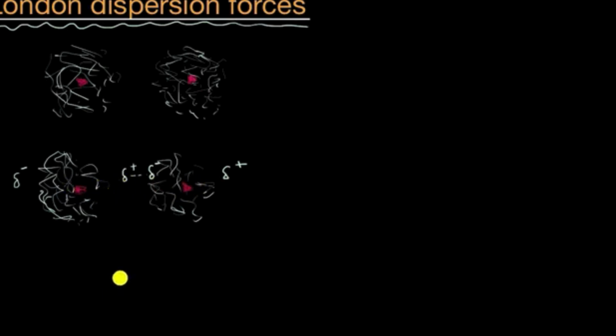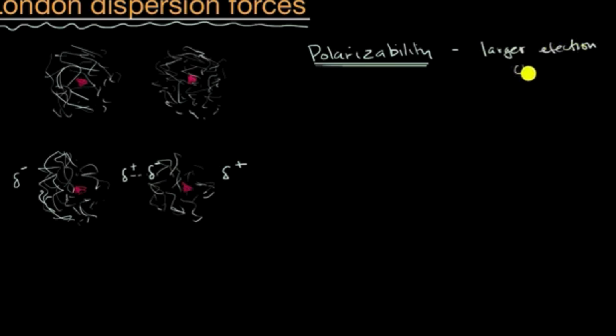So the next question you might ask is, how strong can these forces get? And that's all about a notion of polarizability. How easy is it to polarize an atom or molecule? Generally speaking, the more electrons you have, so the larger the electron cloud, which is usually associated with molar mass, the higher polarizability you're going to have, because you're just going to have more electrons to play around with.